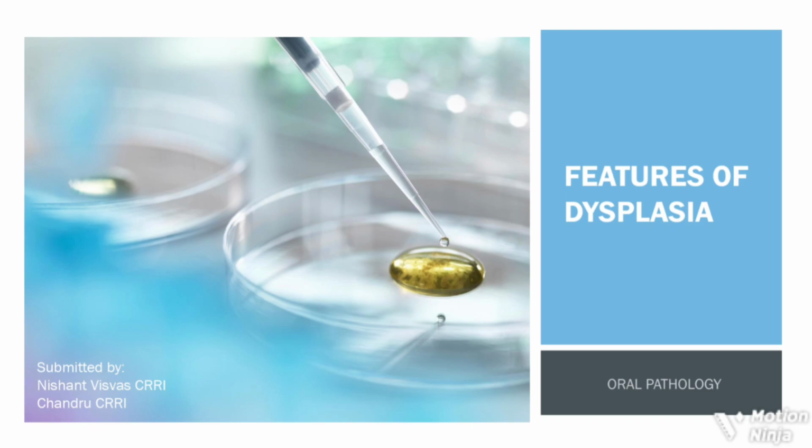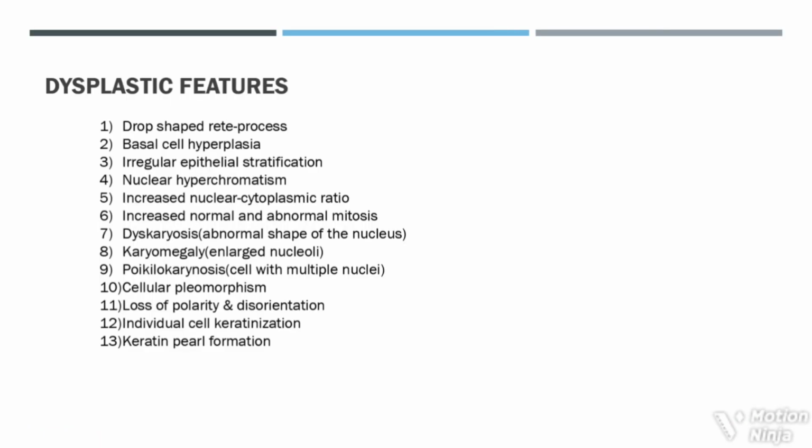Features of dysplasia. These are the various dysplastic features: drop-shaped rete ridges, basal cell hyperplasia, irregular epithelial stratification, nuclear hyperchromatism, increased nuclear cytoplasmic ratio, increased normal and abnormal mitosis, dyskaryosis, karyomegaly, poikilocarcinosis, cellular pleomorphism, loss of polarity and disorientation, individual cell keratinization, and keratin pearl formation.